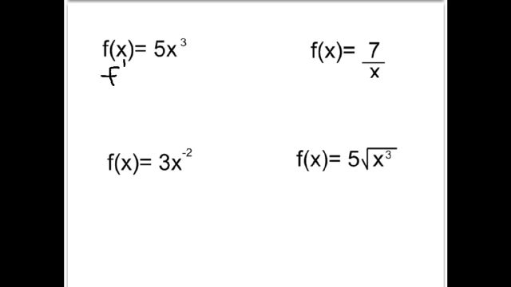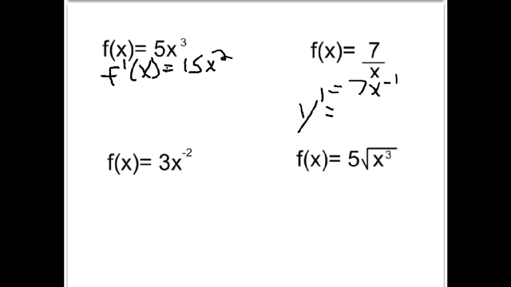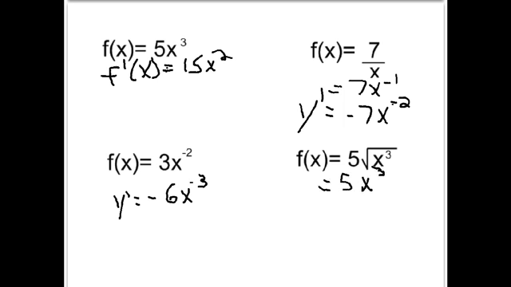Right, so if you did this first one right, you would have the first derivative is equal to 15x squared. This one over here, I would think about rewriting it as 7x to the negative 1 power, and the derivative, which I'm going to be lazy and use y prime, is equal to negative 7x to the negative 2 power. This one's already rewritten for me, so I can write y prime as equal to negative 6 times x to the negative third power. This one I've got to get rid of the radical, so I'd rewrite this as 5x to the 3/2 power. I'd multiply my old exponent times my old coefficient and get 15 over 2 x to the 1/2 power.